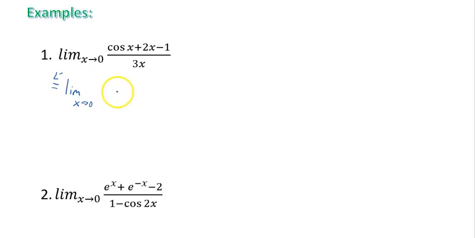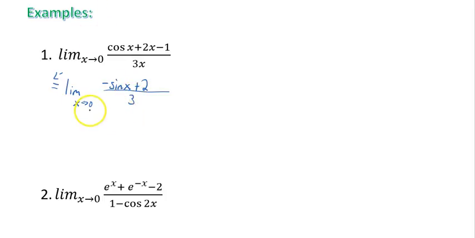What changes is that you take the derivative of the top and the derivative of the bottom separately. You do not do a quotient rule. This is not a quotient rule. You just look at the top, put its derivative on top, and then the bottom, put its derivative on the bottom. So on top, the derivative of cosine is negative sine. So negative sine here. The derivative of 2x is 2. The derivative of 1 is 0, so I don't need to put that. And then on the bottom, the derivative of 3x is 3.